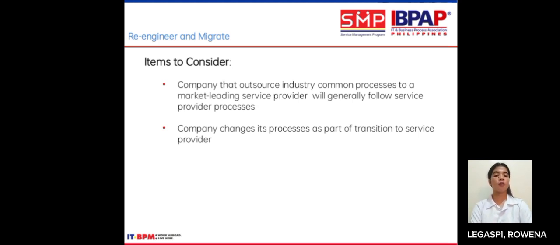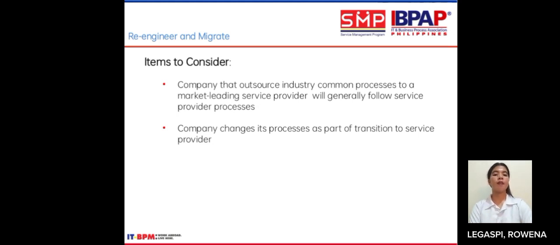of outsourcing. So between the two items, the second item, the company changing its processes as part of the transition to the service provider, carries more weight. This is because it implies a deliberate and proactive effort by the company to adapt and optimize its processes in alignment with the service provider.